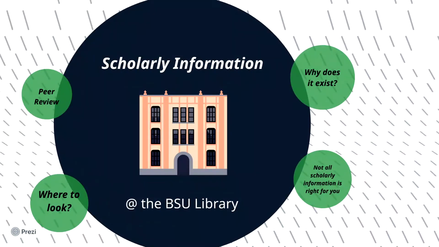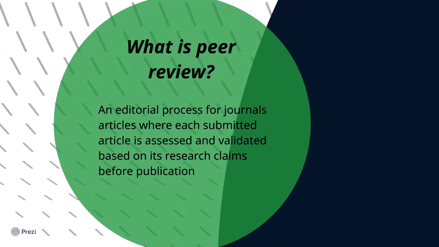One term that you're probably going to come across throughout your career is the term peer review. This is an editorial process that's used for journal articles. It's when an article is submitted to a journal, before it is published, that article is assessed and validated by other people within the field that the article is written about, to make sure that everything that's been claimed in the article actually is of sound research.